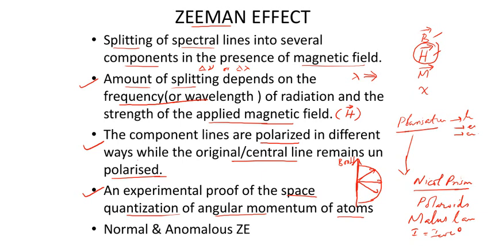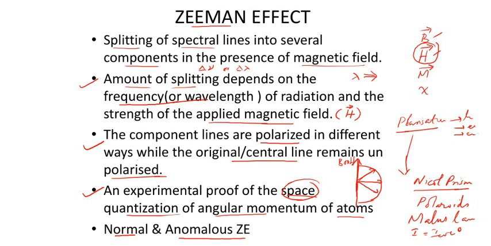So remember, the Zeeman effect is an experimental result. It is actually a consequence of what is known as the space quantization of angular momentum of atoms. And Zeeman effect is classified into two types. One is known as the normal Zeeman effect, and the other one is known as the anomalous Zeeman effect. I am sure that you might have gone through this by now.